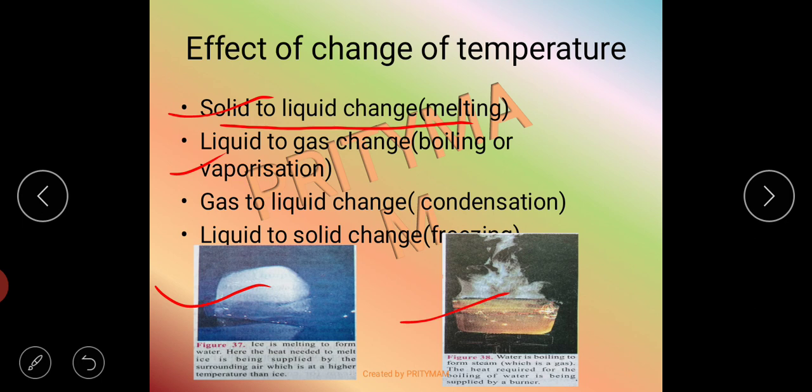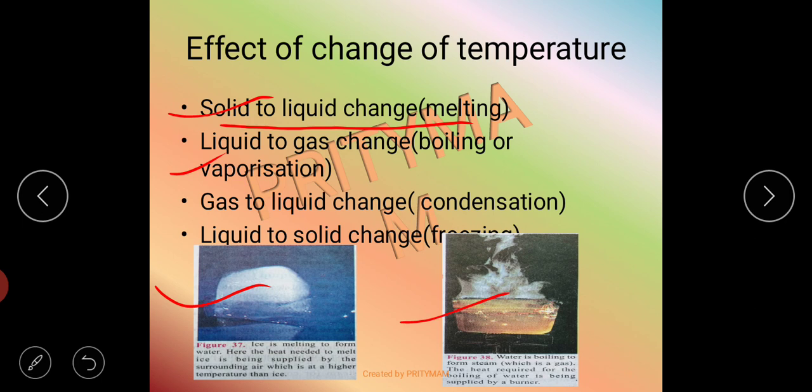The boiling point of a liquid is a measure of the forces of attraction between its particles. Higher the boiling point of a liquid, greater will be the forces of attraction between the particles. Means to say that the boiling point of mercury is very high. It is 357 degrees Celsius. And from this we come to know that the force of attraction between the particles of mercury is very, very strong.